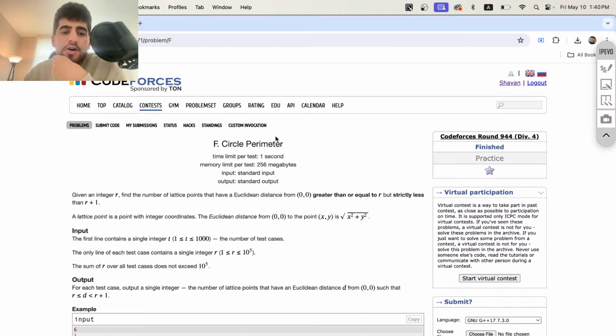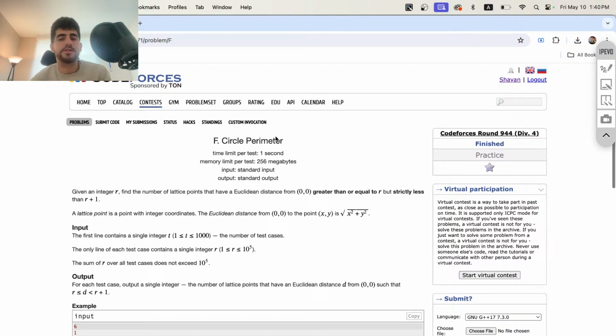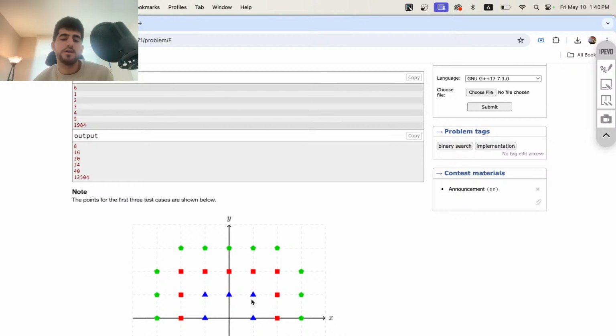So given an integer r, find the number of lattice points that have a Euclidean distance from 0 and 0 greater than or equal to r, but strictly less than r plus 1. And the lattice point is a point with integer coordinates. For example, 1 and 1, 2 and 2, 1 and 2. All the points whose coordinates are a pair of integers, right?